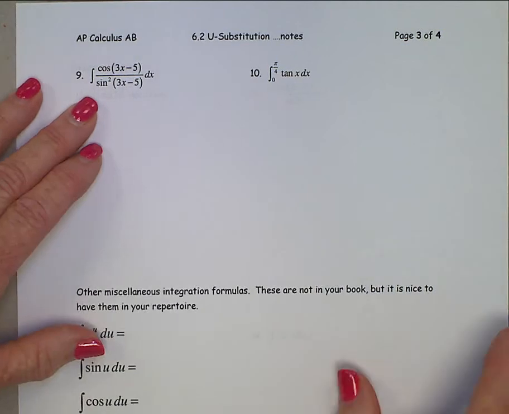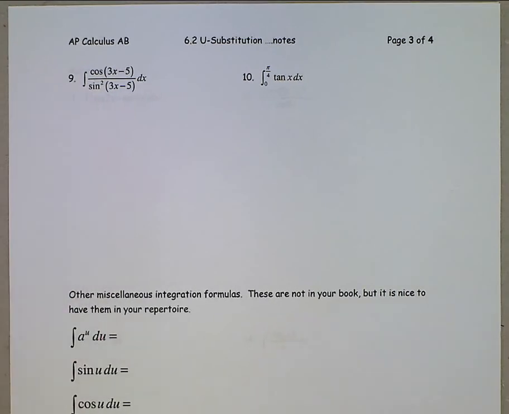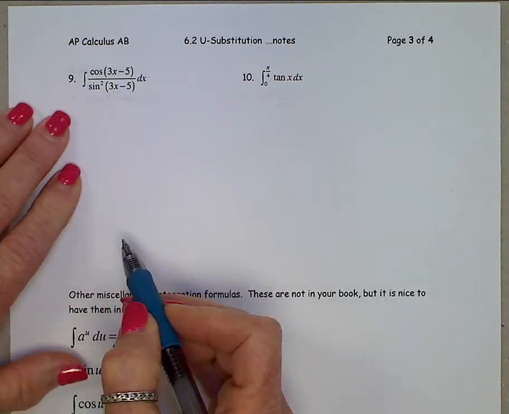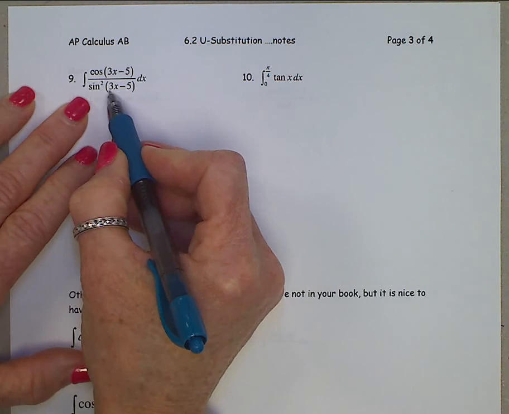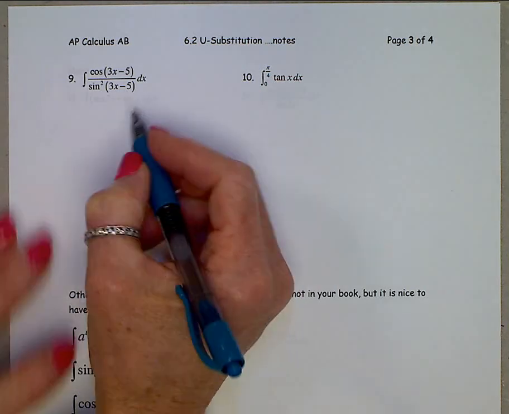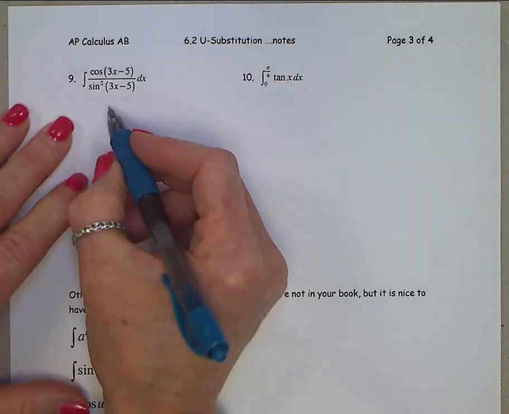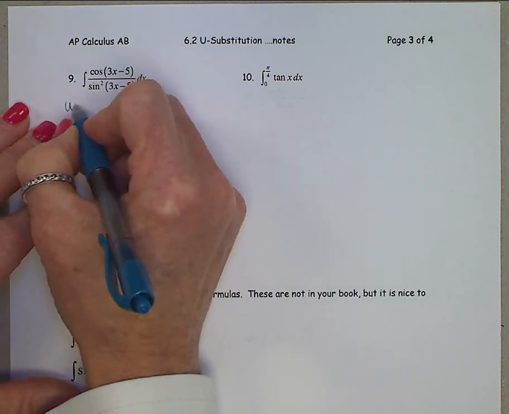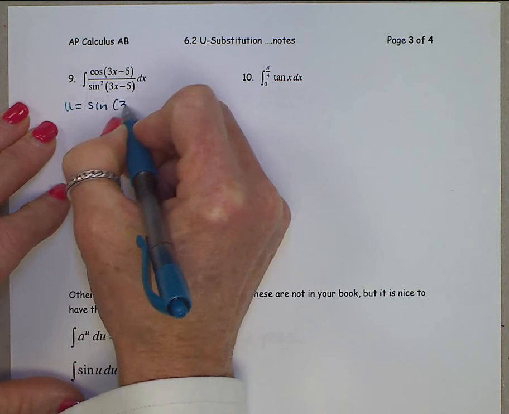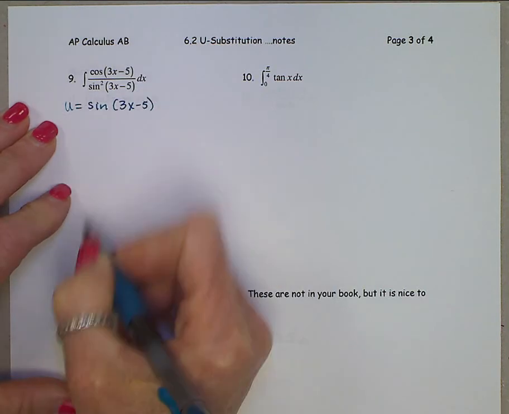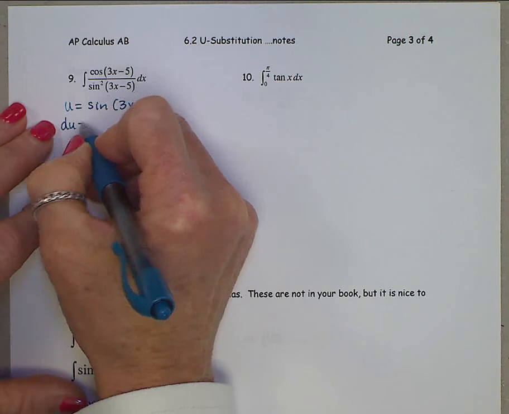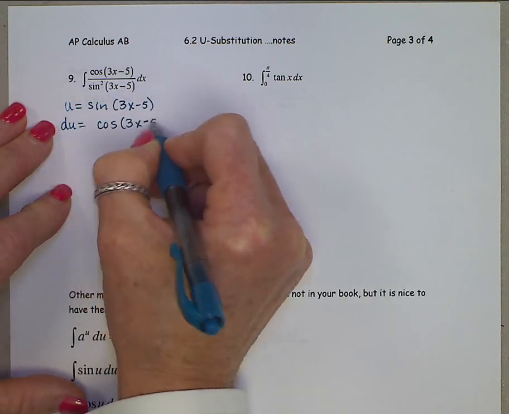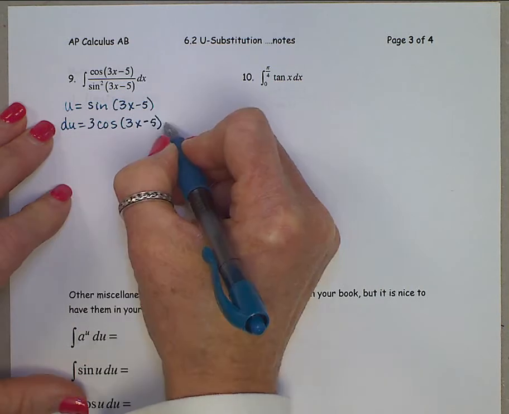So we have a couple of options here to use for u. We could choose u as 3x minus 5, or we could choose u equals the sine of 3x minus 5. Actually, in this case, both of them will work. It's a little bit easier, though, if we look at u as the sine of 3x minus 5. Then du would be cosine of 3x minus 5 times 3 dx.